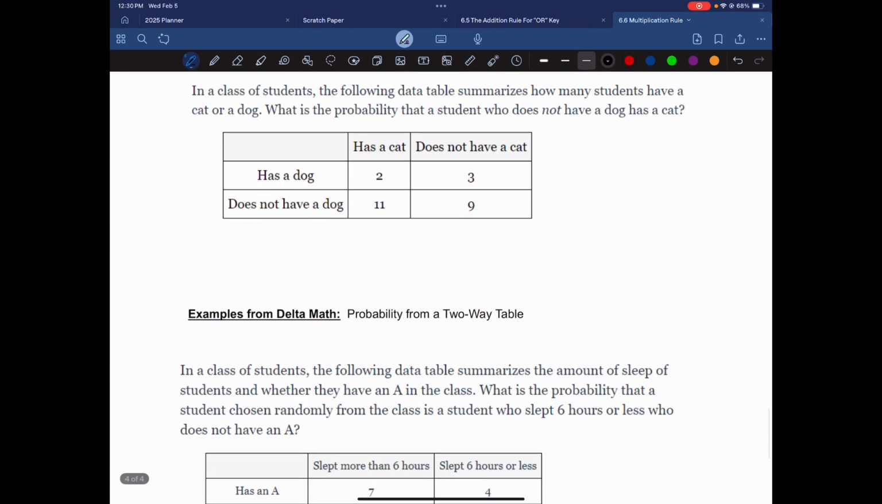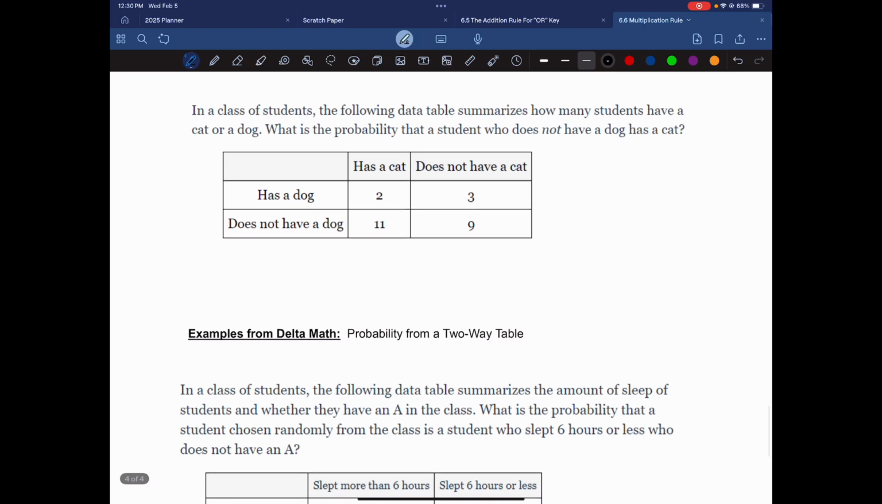All right. So these ones can be a little bit tricky. You really have to pay attention to the words here, okay? In a class of students, the following data table summarizes how many students have a cat or a dog. What is the probability that a student who does not have a dog has a cat, okay? So this one's not asking for the probability of the whole class. It's asking out of the students who don't have a dog, how many of them have a cat, okay?